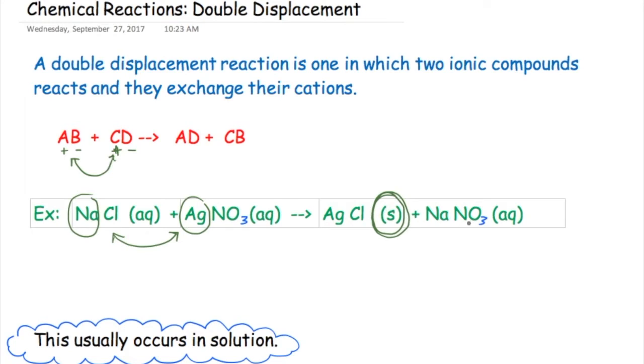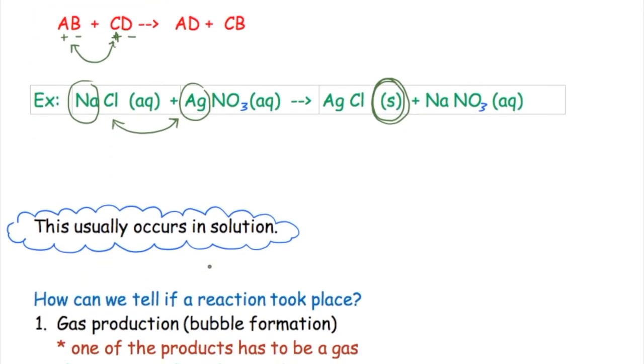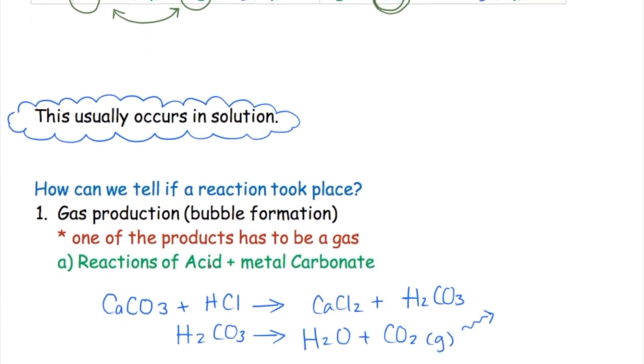If both products were aqueous, just as the reactants are, then all the ions will be just floating in solution and nothing would form. If both products are aqueous, this is what we call the case where a reaction did not take place. Now, these types of reactions always occur in solutions.